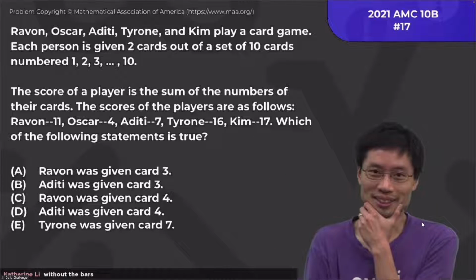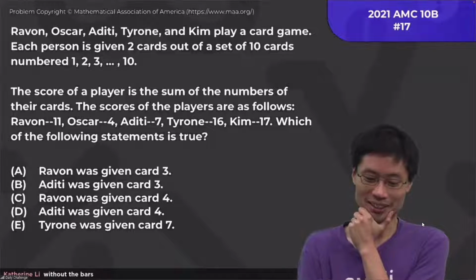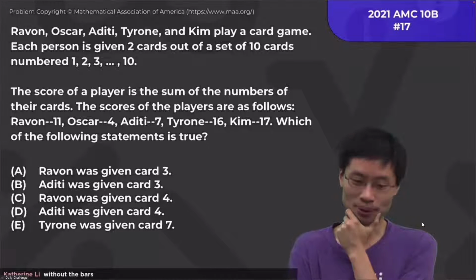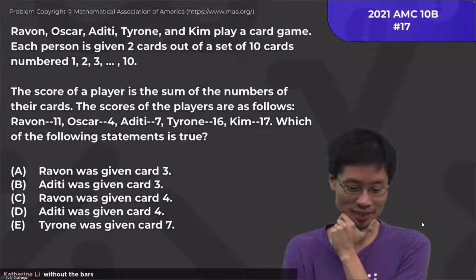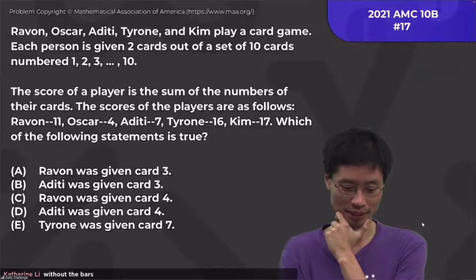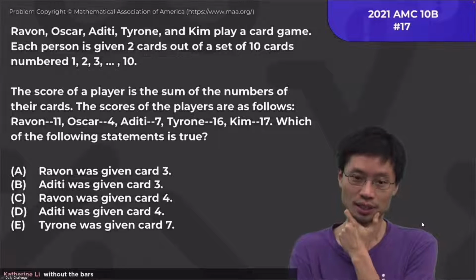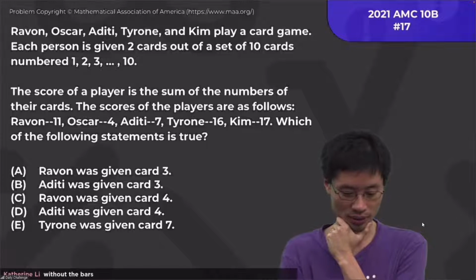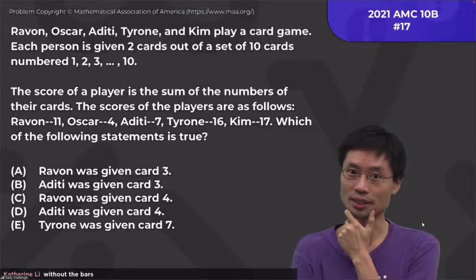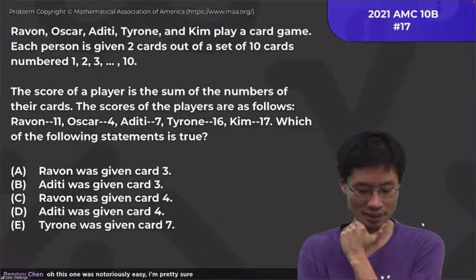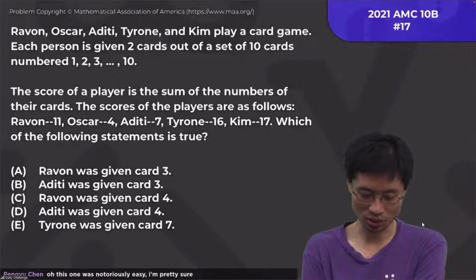Got some words. Raven, Oscar, Aditi, Tyrone, and Kim play a card game. Each person is given 2 cards out of a set of 10 cards numbered 1, 2, 3 up to 10. The score of a player is the sum of the numbers of their cards. The scores of the players are as follows. Raven, 11, Oscar, 4, Aditi, 7, Tyrone, 16, Kim, 17. Which of the following statements is true?